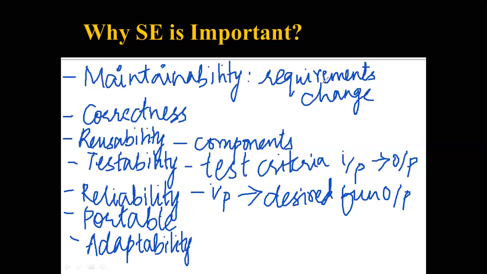Then the next one is adaptability. Within adaptability, the software allows the system and the user needs to be satisfied by making changes within the software. That is, the first one was requirement change. Within adaptability, these changes will be made by the developers so that the end user is satisfied, that is, the customer is satisfied.